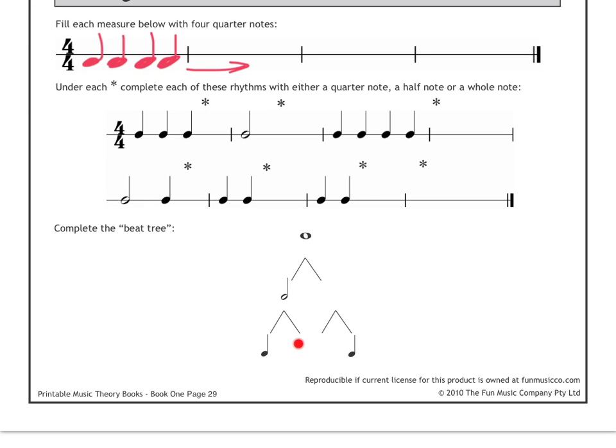So you need to draw a quarter note here and a quarter note here, because these 2 quarter notes on this side join together to form the half note here, and these 2 half notes would join together to form the whole note at the top. So hopefully you can see how that's a beat tree. It's sort of an upside down tree, because here's the main trunk and it branches off, but you get the idea. So that's it for that lesson.